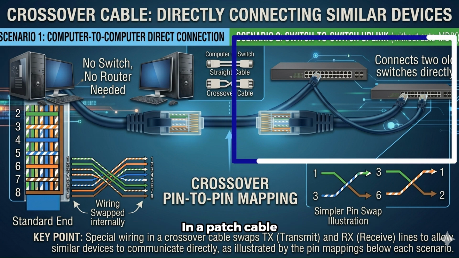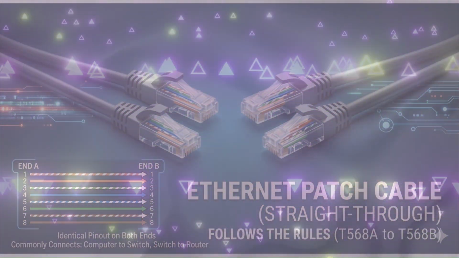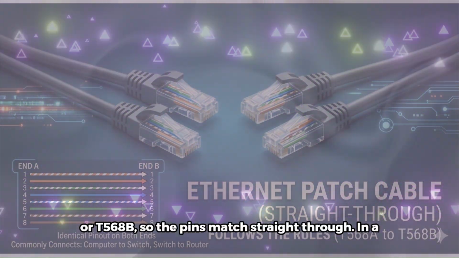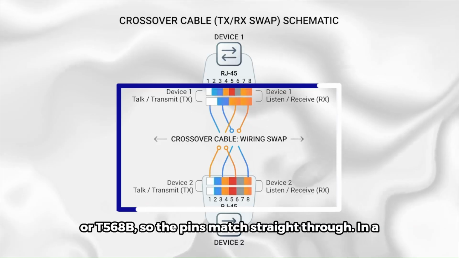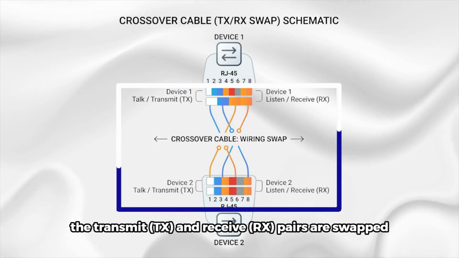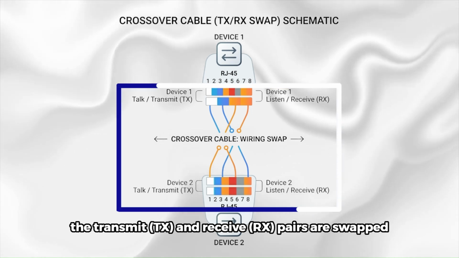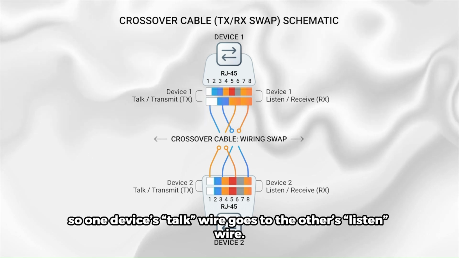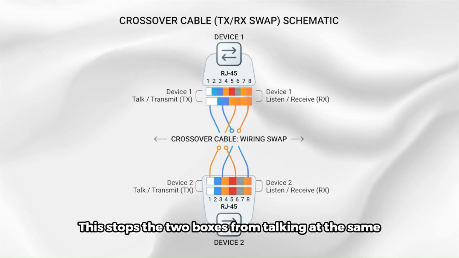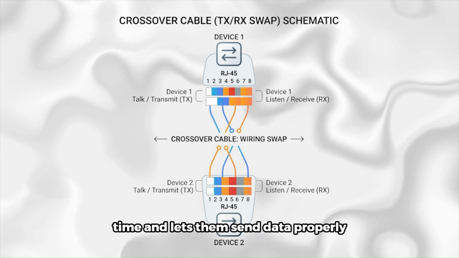In a patch cable, the wires use the same wiring standard on both ends, T568A or T568B, so the pins match straight through. In a crossover cable, the transmit, TX, and receive, RX, pairs are swapped, so one device's talk wire goes to the other's listen wire. This stops the two boxes from talking at the same time and lets them send data properly.